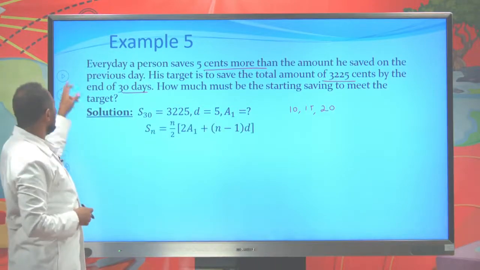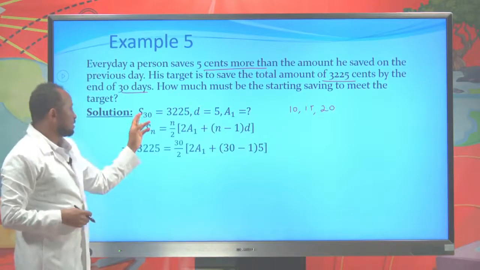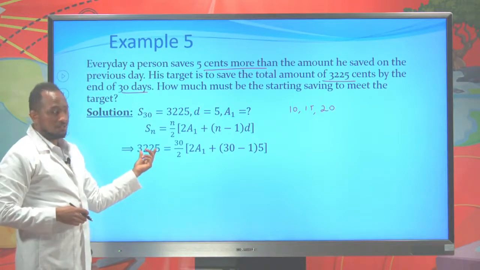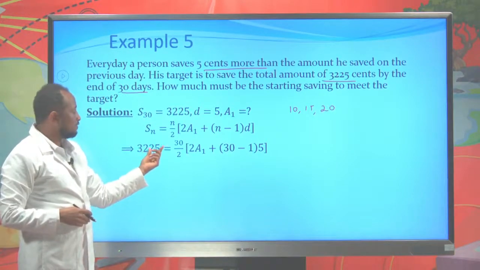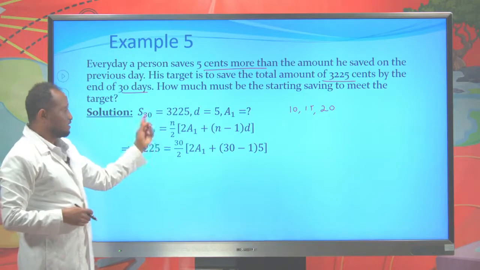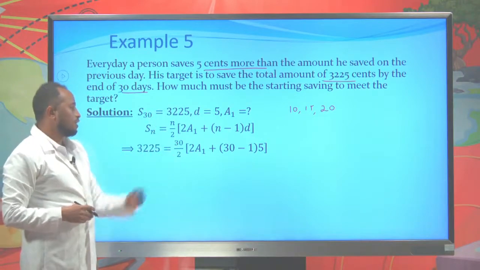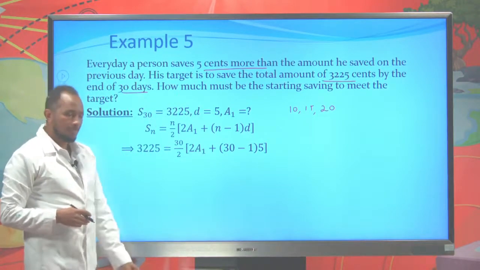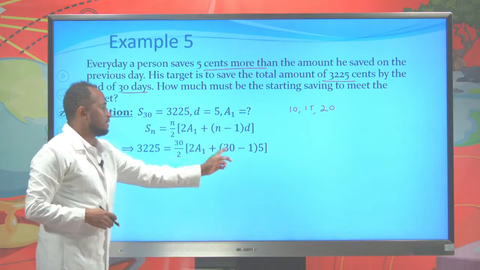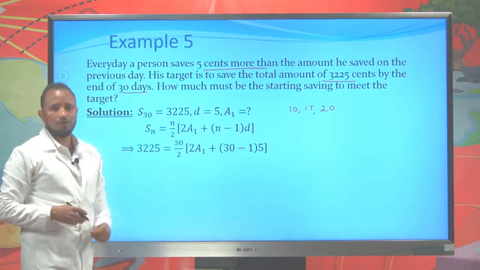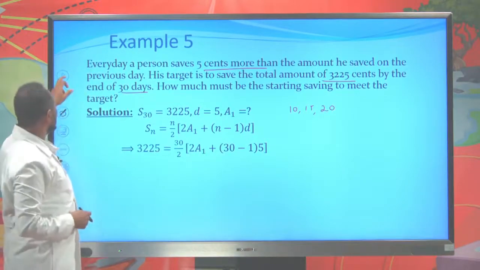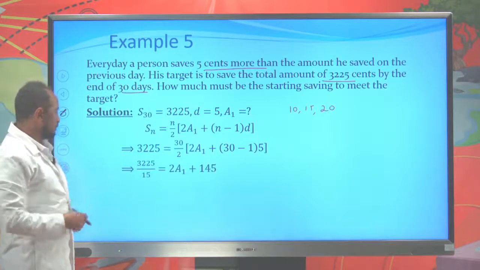This is a formula, and the sum of certain terms is given. It is 3,225. This is equal to, n is 30, so 30 over 2 times twice a1 plus (30 minus 1) times the common difference we have found, 5. So this is the answer. Let's proceed and simplify it.